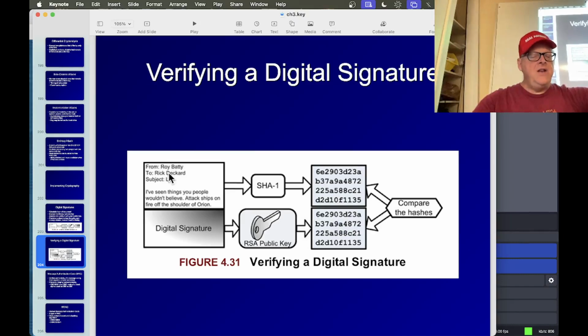So you verify it, you get the message, calculate the SHA-1, and decrypt it with the public key and see if they match. Decrypt the signature with the public key, and if they match, that means that the document has not been modified and that this person signed it, which is what you need for like a legal agreement.